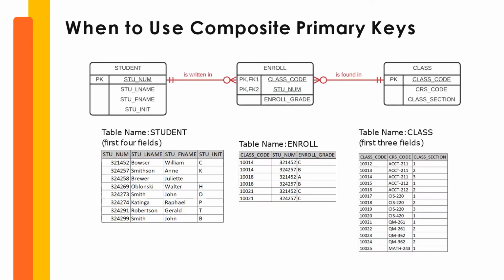Here we have an example of usage of composite primary keys, which is a breakdown of our many-to-many relationships. If you can recall, the class and student has a many-to-many relationship, and we created a composite entity or a bridge entity between them called enroll. And the primary key that we're using for that new entity are exactly the primary keys that we are using for the class and student entities.